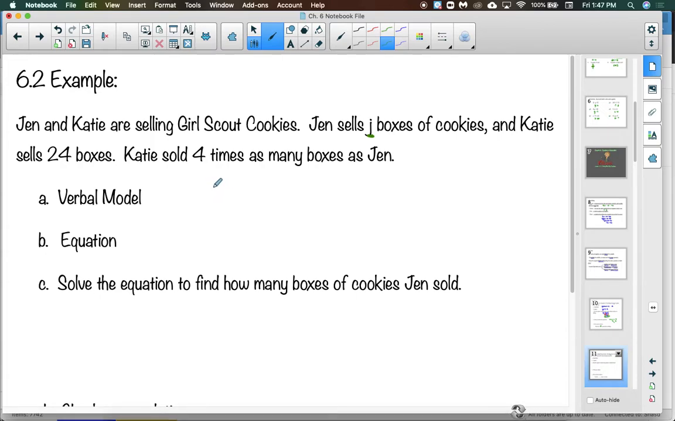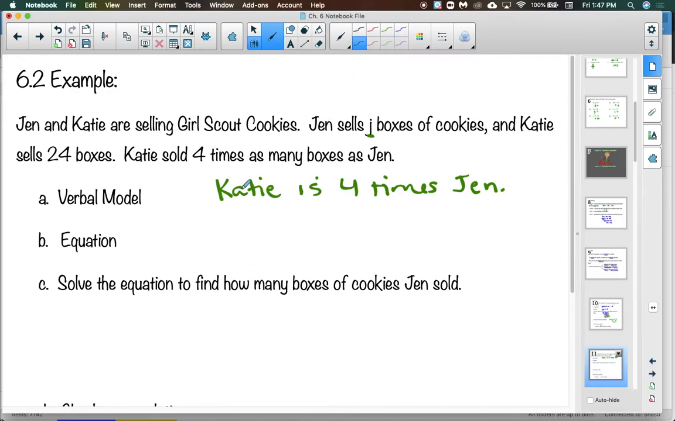So we have Katie, and Katie's total is 4 times Jen's total. Okay, so there's our verbal model. It's a little bit of English, a little bit of math, and what it does is it helps us to turn our word problem into an algebraic equation.